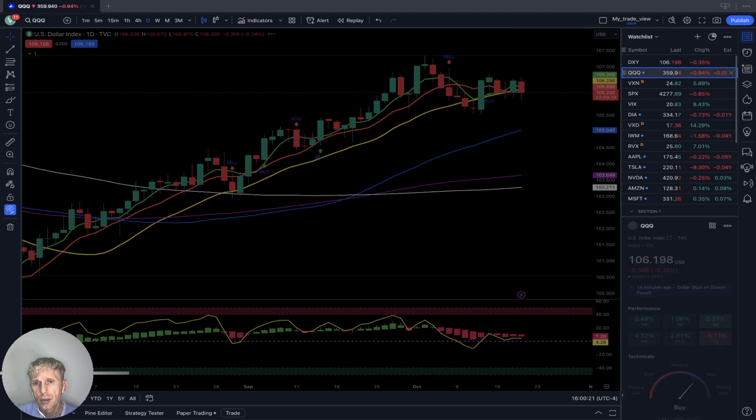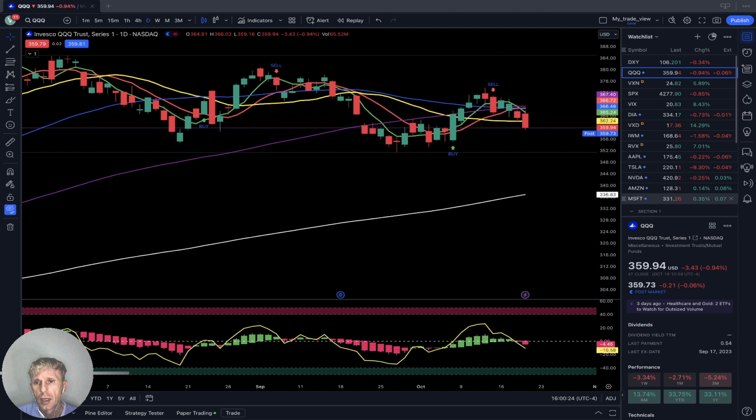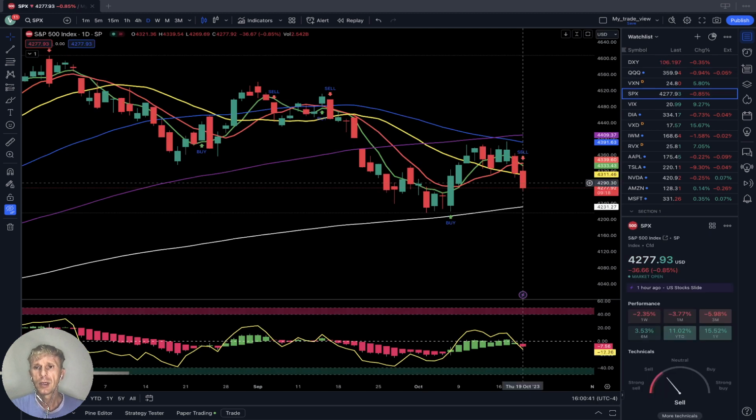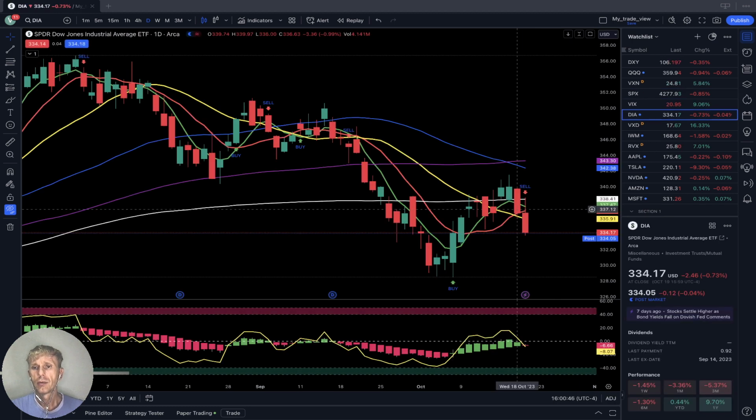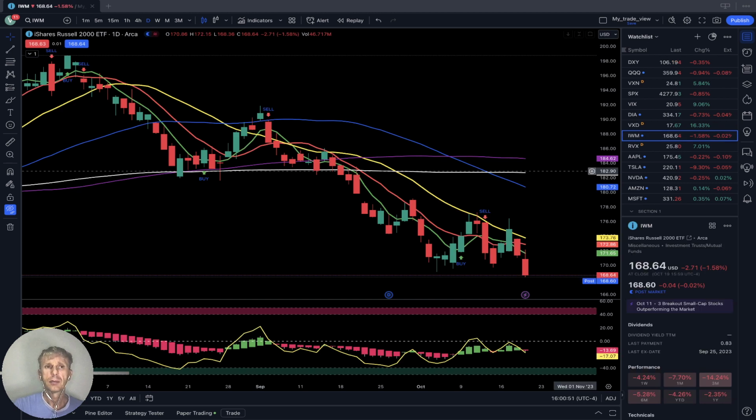All other indexes still bearish on all time frames. Indexes and equities bearish on all time frames, on all indicators. Nothing changed. Bearish trend. Confirmed bearish trend. You see bar close below 20. It is confirmed bearish trend. Same for S&P. Same for Qs. Yeah, Dow negative and IWM very negative. Bearish trend on all indicators for all indexes and equities.